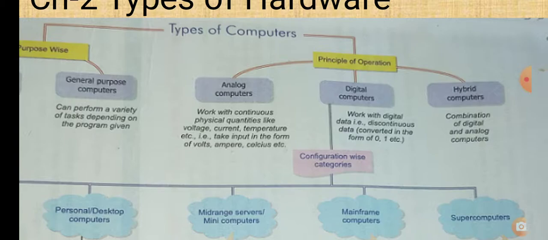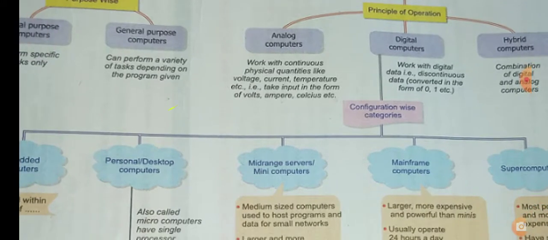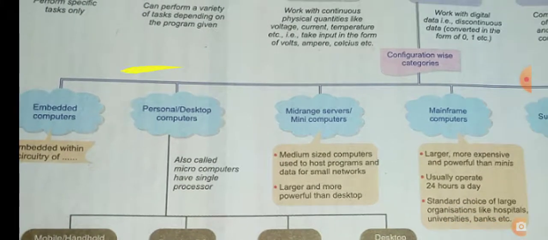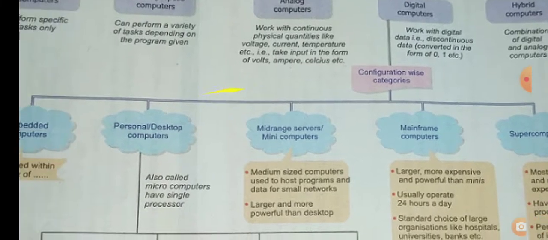Analog computers work on physical quantities such as ampere or volt, and digital computers work on discontinuous data values, in the form of 0 and 1. And hybrid computers are nothing but a combination of analog and digital. Hybrid computers are mostly used in weather forecasting, where we use the properties of both analog and digital computers.